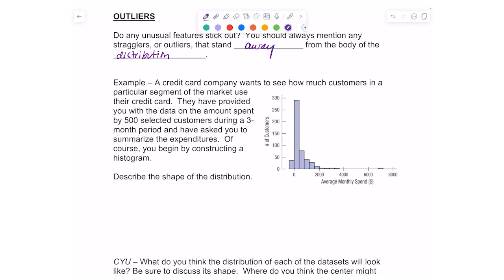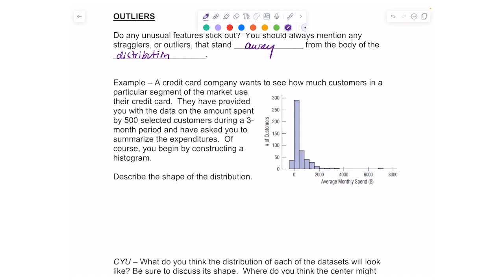Of course, you begin by constructing a histogram. We always want to think, show, tell, right? So the histogram would be the show part. The tell is now describe the shape of the distribution. Okay, so again, going back to our shapes, right? Take a second and pause the video. What shape do you think this histogram would show?